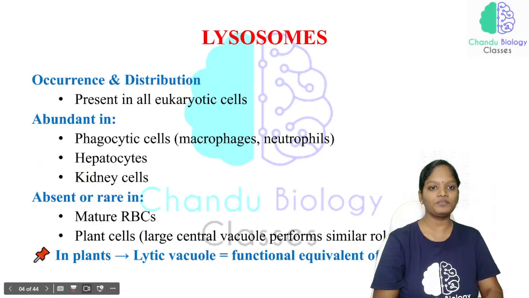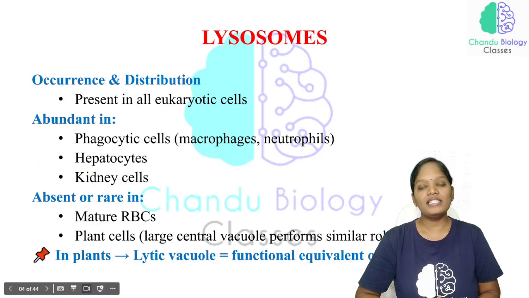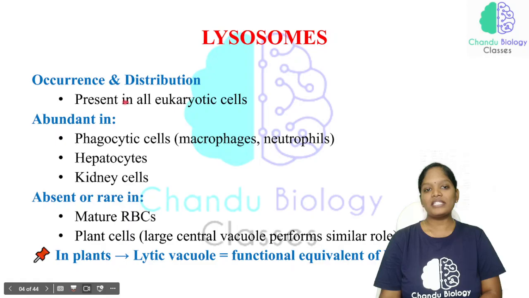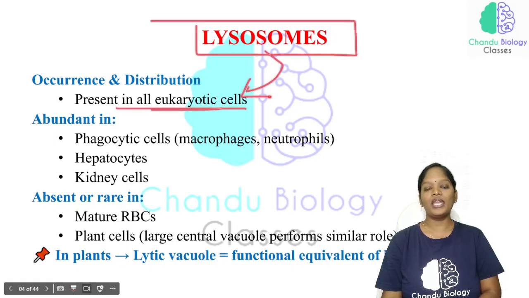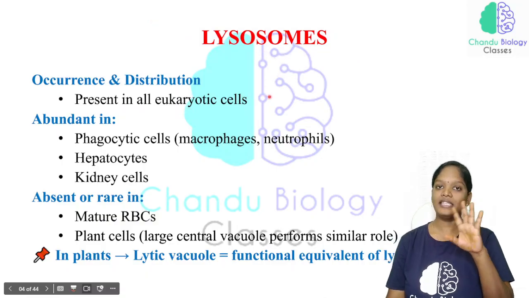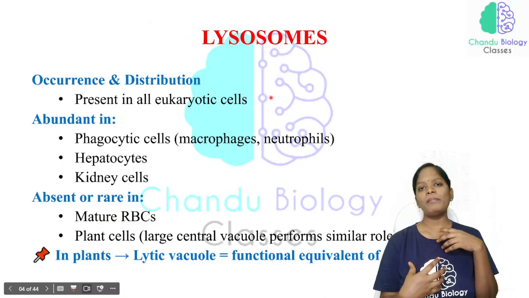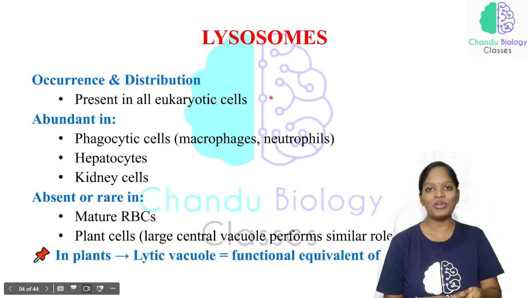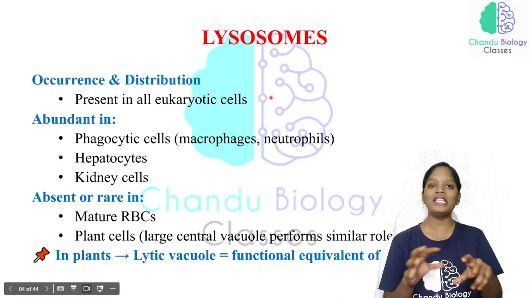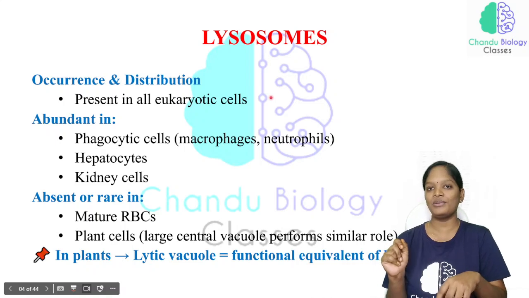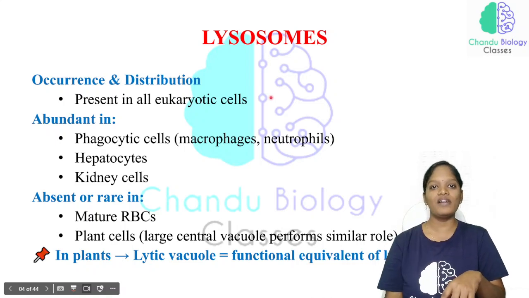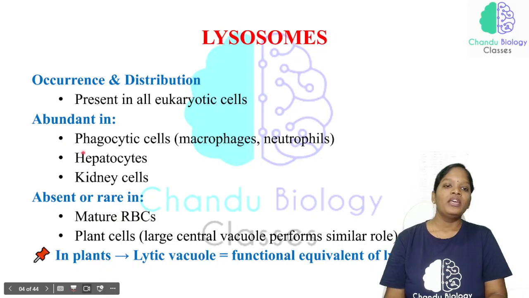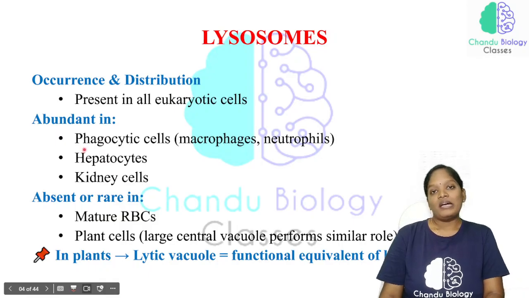Okay, now see the occurrence and distribution. The lysosome is present in all eukaryotic cells. This is important, because all the membrane-bound organelles are present only in eukaryotic cells, not in prokaryotic cells. We discussed the basic difference between prokaryotic and eukaryotic cells on day 2 of our class. See here, the lysosome is abundant in phagocytic cells.